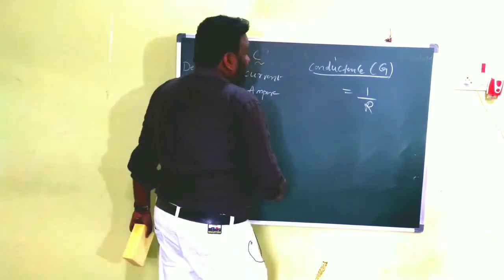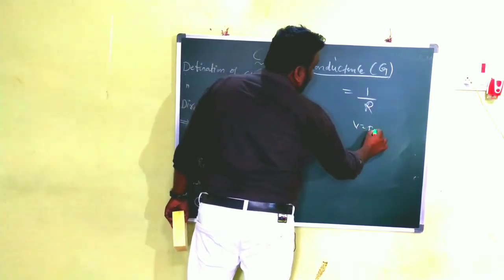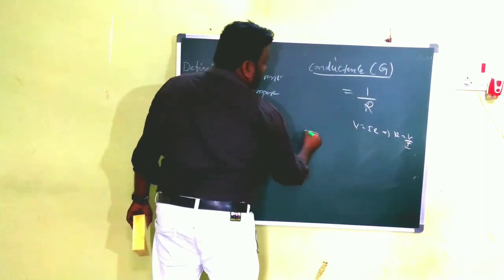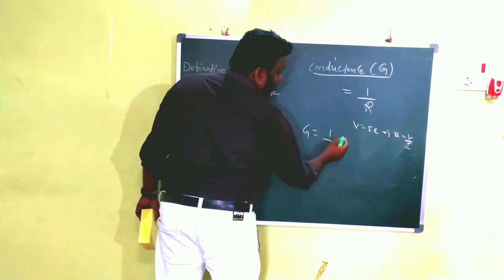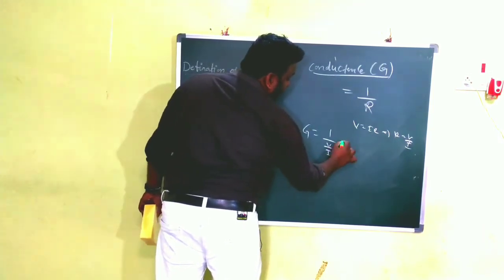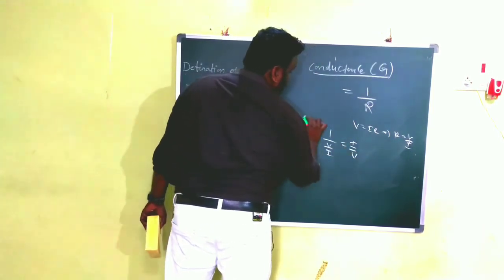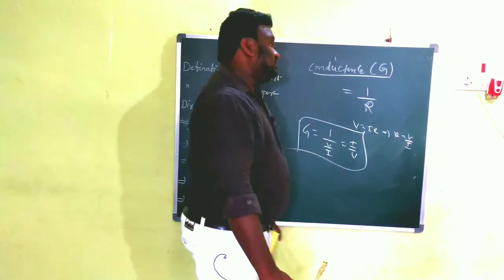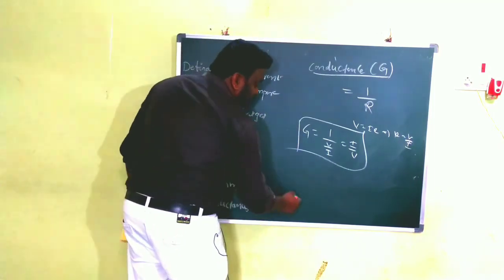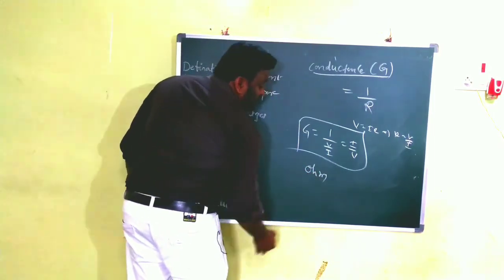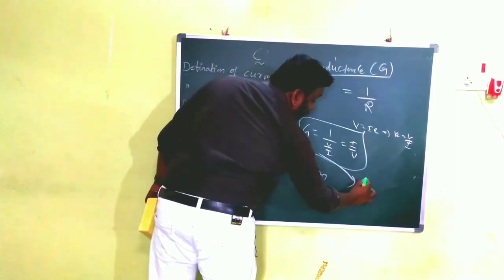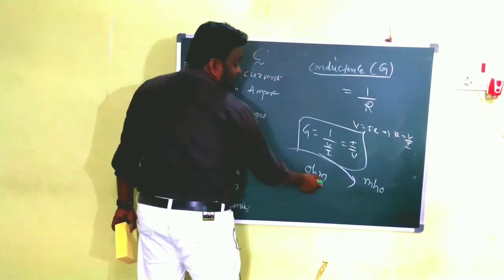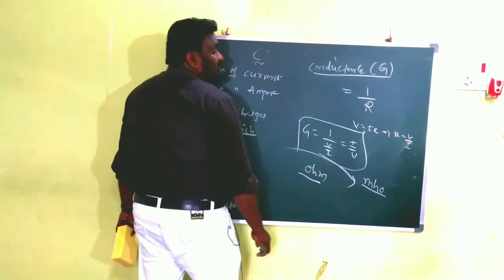And now here, children, V is equal to IR, so R is equal to V by I. Then conductance is equal to 1 by R. R means V by I, so conductance is I by V. Clear? And children, in case of resistance, what is the unit? Ohm. Now the unit of conductance is mho. Reverse. Ohm is the unit for resistance, mho is the unit for conductance.